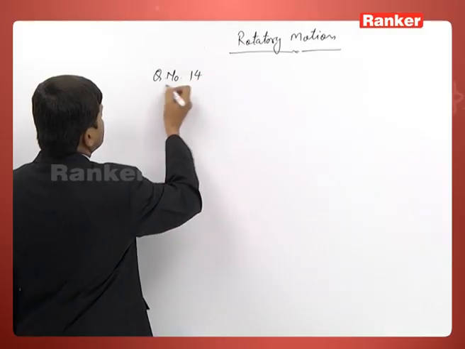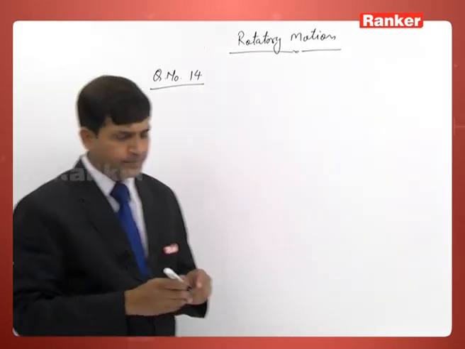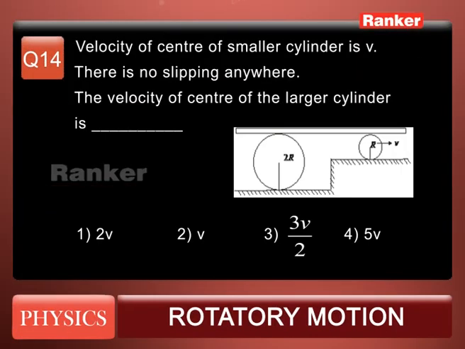Question number 14. The question is given as: velocity of center of a smaller cylinder is v. There is no slipping anywhere. Then find the velocity of center of mass of the largest cylinder. So first option 2V, second option V, third option 3V by 2, and fourth option 5V. And now see the correct answer here.